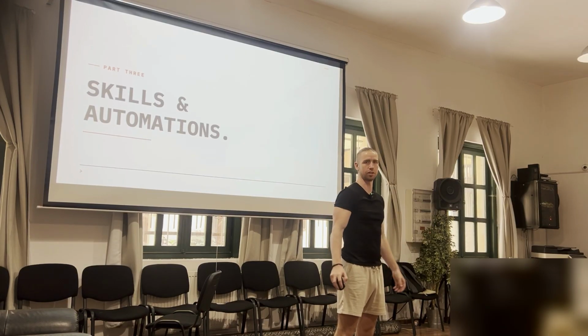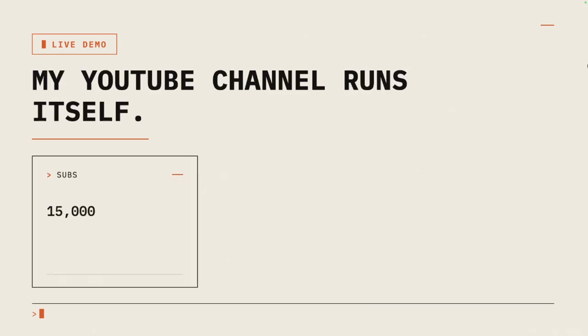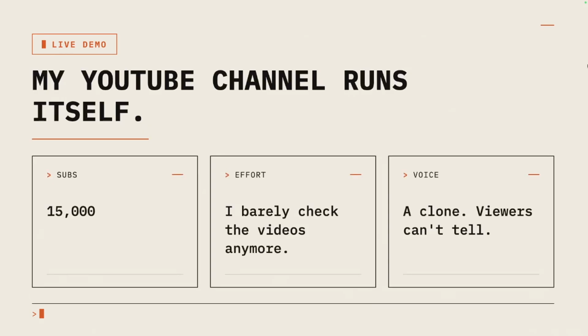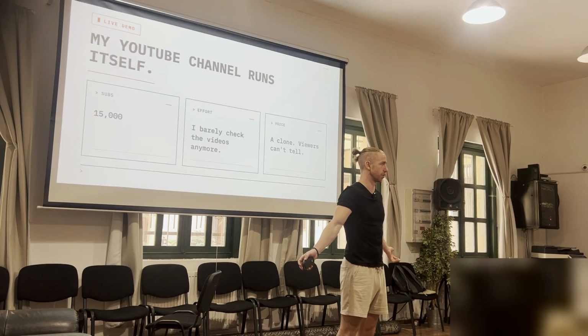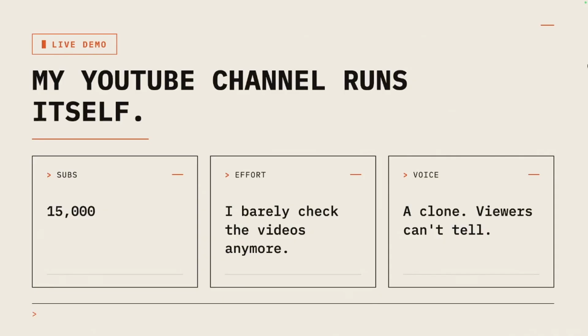Part 3, skills and automations. So I have a YouTube channel that runs itself right now. We have now 15,000 subscribers. I barely check the videos, and people actually think I'm the one reading them out loud. I get comments like, when the scripting wasn't so good, why are you reading out this AI script? But actually it's just an AI clone. Yeah, so Dan thought that, for example.